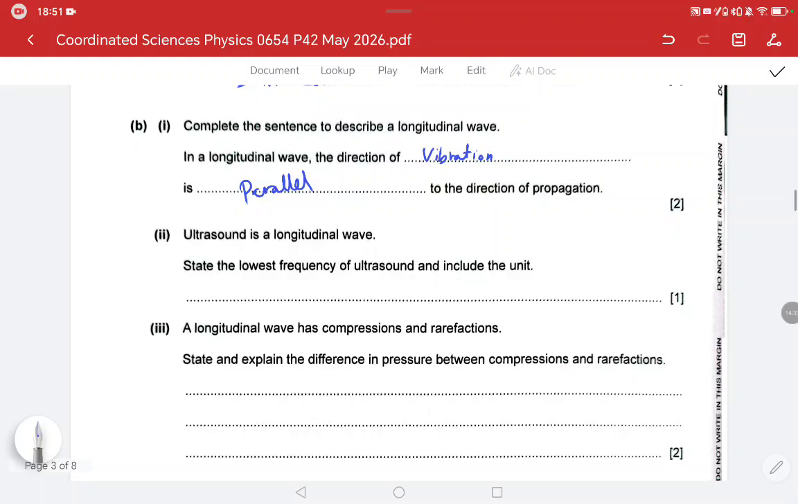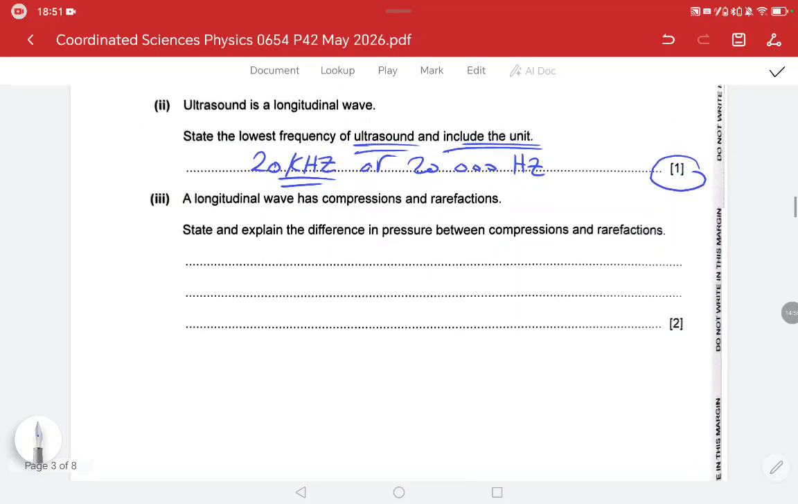The ultrasound. We said before that sound is a longitudinal wave in general, so for ultrasound, state the lowest frequency of the ultrasound and include the unit. To get 1 point, don't forget the unit. So the lowest frequency is 20,000 hertz or 20 kilohertz. Don't forget the unit. You may write it like that, or you may write 20,000 hertz, it's also fine.